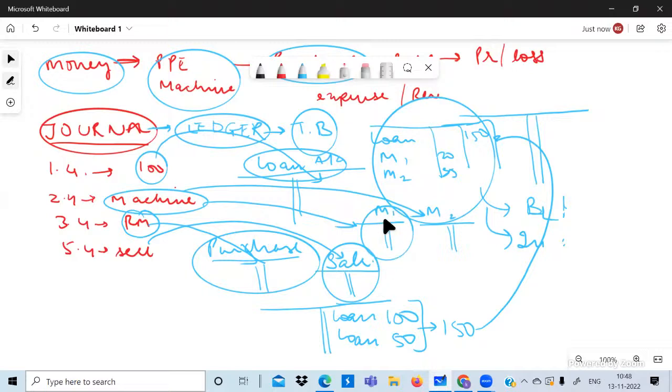Similarly, I'll go to the machine account. I'll say, okay, throughout the year, whatever has happened in the machine, it is getting captured in this account. But what's the closing balance? That closing balance will come over here in the trial balance.